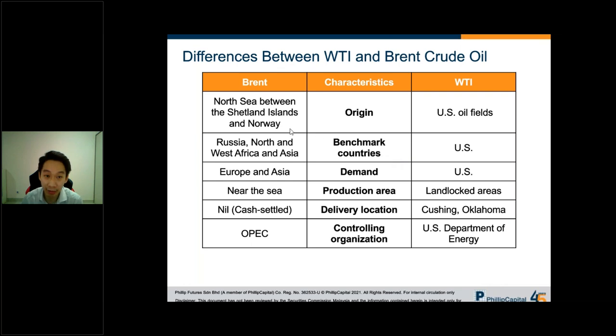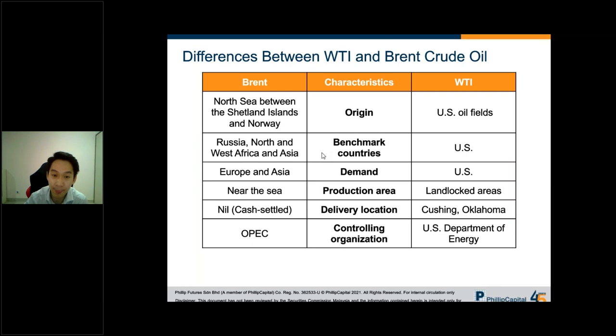Then the benchmark country. Benchmark country means which country usually uses this oil as the benchmark for their oil prices. For Brent crude oil, most countries like Russia, North and West Africa and Asia use Brent crude oil as the benchmark. When they refer to the current oil price, they always refer to Brent crude oil. For the US it's slightly different. The benchmark product is WTI. So when you go to the US and ask people there what's the current price of oil, they will refer to WTI oil. So when you are in certain countries, you need to know the main benchmark crude oil that they use in that particular country.